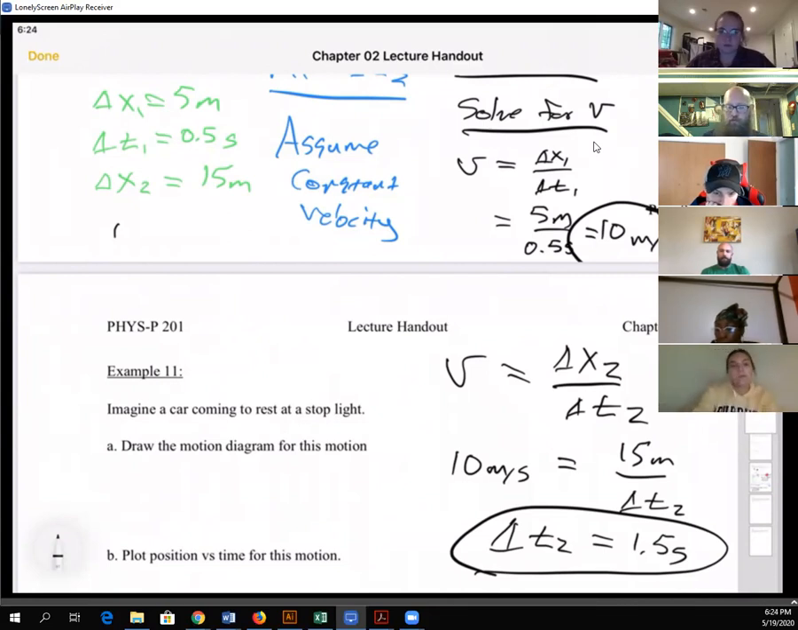Not every problem will be quite this easy. The last step of solving any of these problems is, does my answer make sense? Is that a reasonable answer? And I would say, yeah, 1.5 seconds for a soccer ball to go 15 meters is probably pretty reasonable. It's going pretty fast. 10 meters per second is pretty fast. I think I may have made up these numbers years ago. So it's pretty fast, but it's not totally unreasonable.